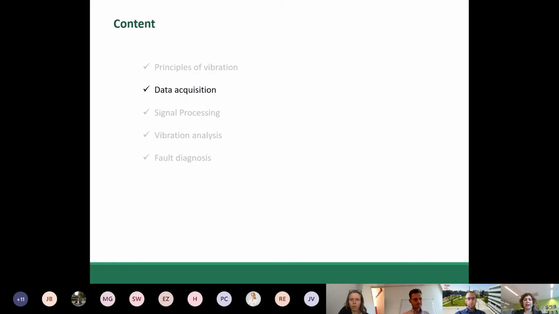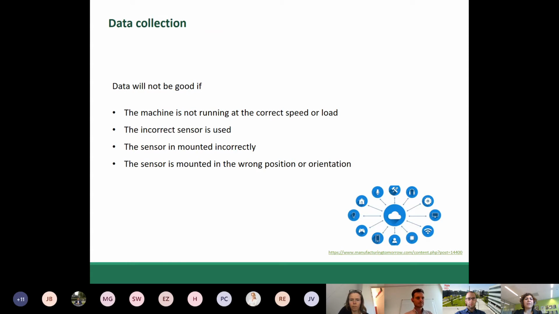Next is data acquisition. If we collect the data, we should immediately understand the data is not good if the following things happen: if the machine is not running at the correct speed or load, if the incorrect sensor is used, or if the sensor is mounted incorrectly, or the sensor is mounted in the wrong position or orientation. This part is actually our main task within Den Haag University of Applied Science, to come up with a good suggestion of the best type of sensor, the best location to be installed, and the proper orientation.